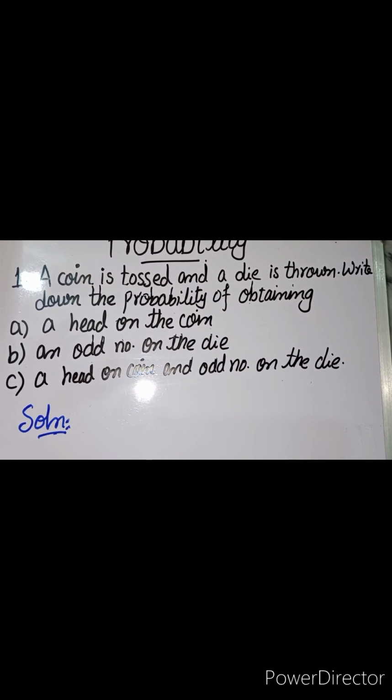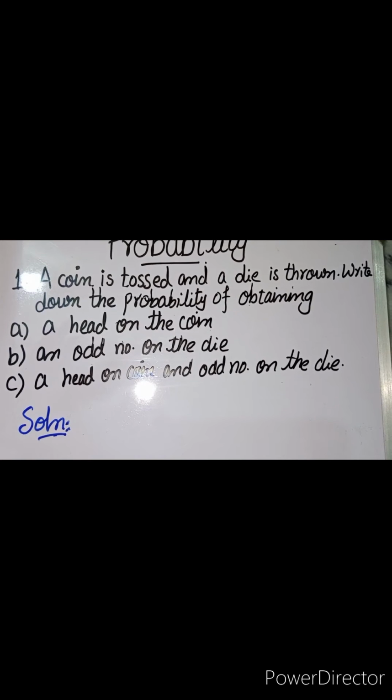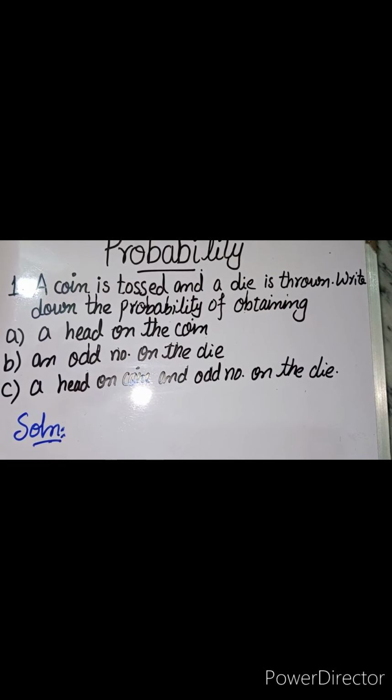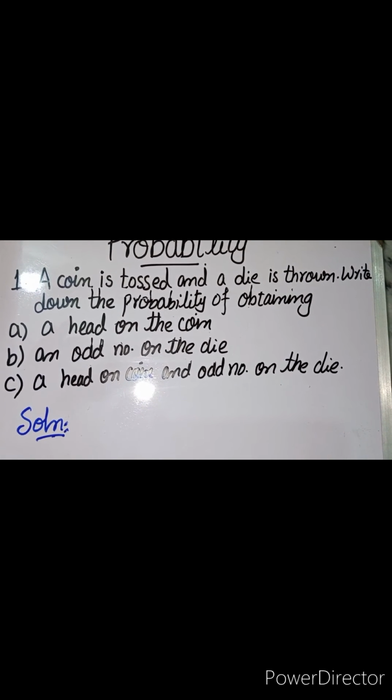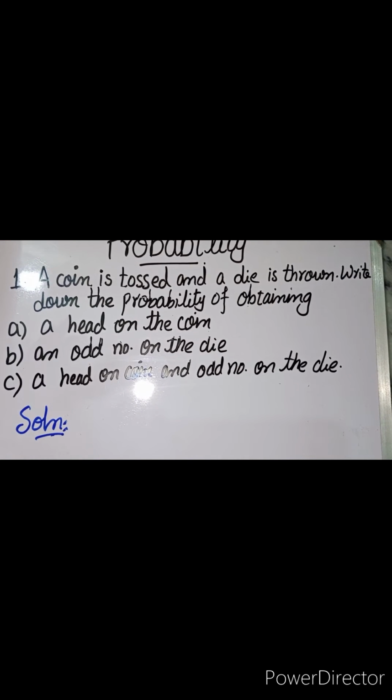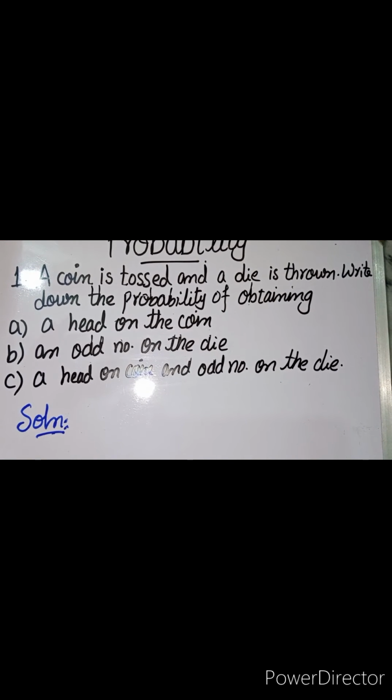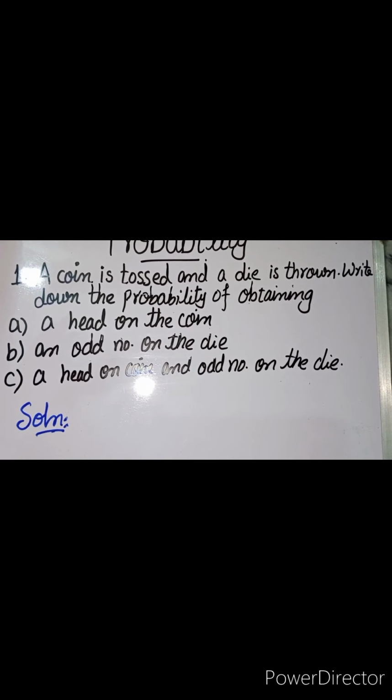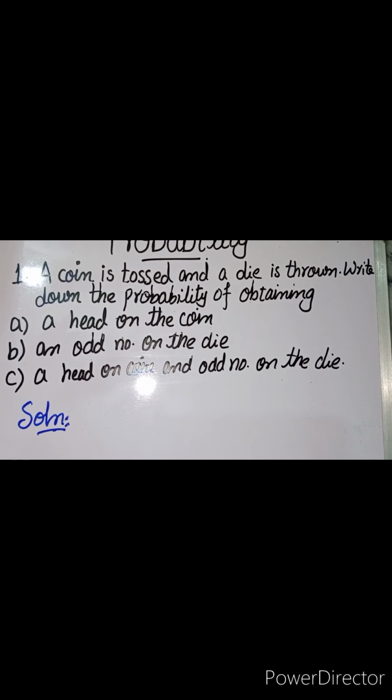Today we are going to start the question on probability. The first question says a coin is tossed and a die is thrown. Write down the probability of obtaining a head, an odd number on a die, and head on coin and the odd number on a die.